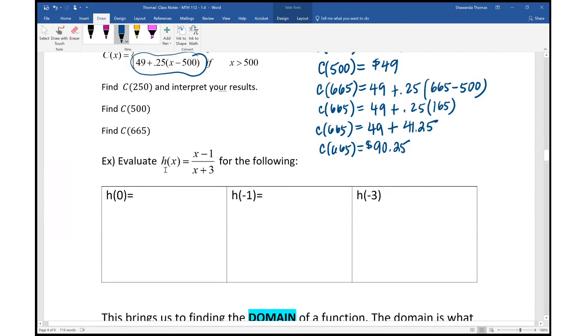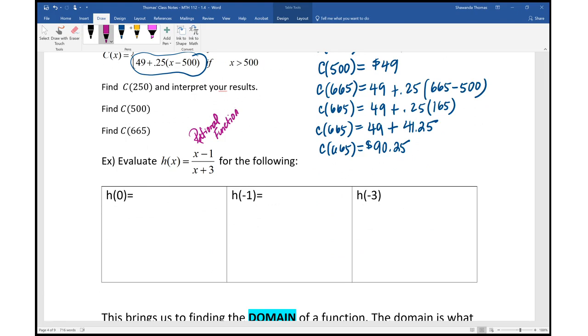Last problem for this video. Evaluate h of x equals x minus 1 over x plus 3 for the following. Now, what makes this a little different? This is a rational function. It's basically a fraction, right, with variables. So it's a rational function.